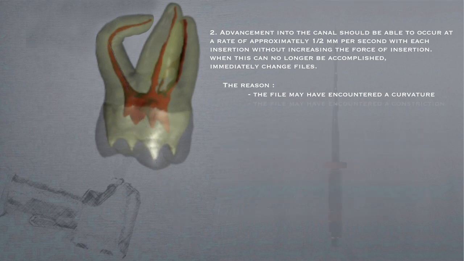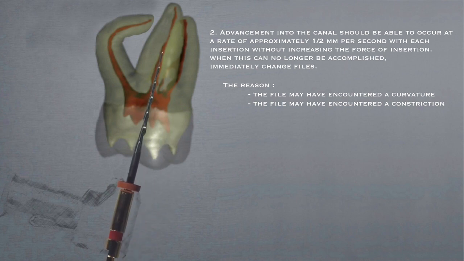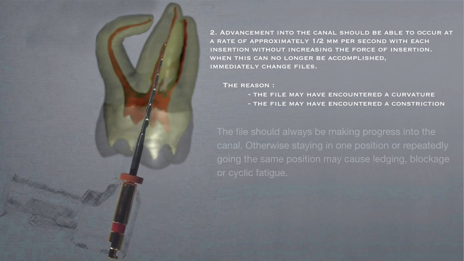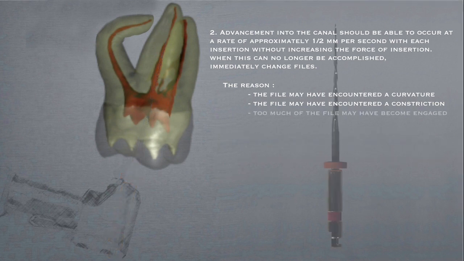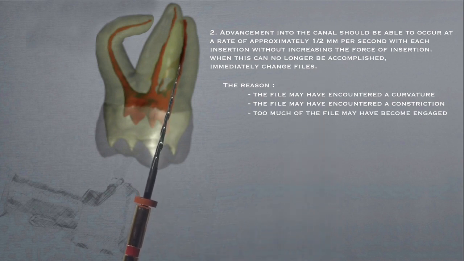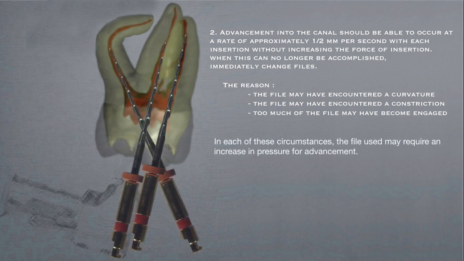The reason could also be that the file encountered a constriction. The file should always be making progress into the canal. Otherwise, staying in one position or repeatedly going to the same position may cause ledging, blockage, or cyclic fatigue. Additionally, too much of the file may have become engaged. In each of these circumstances, the file used may require an increase in pressure for advancement.